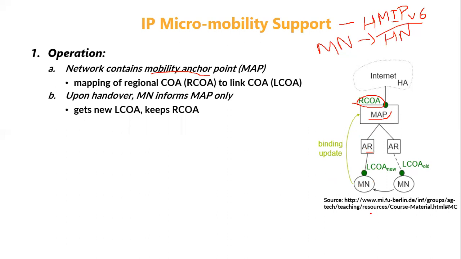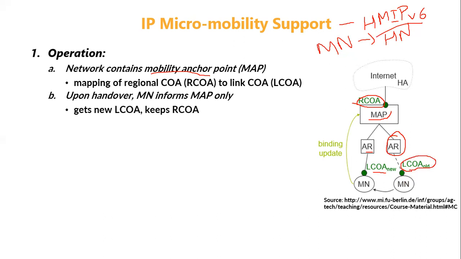Now this mobile node will have an LCOA. LCOA stands for local care of address. Let us assume that initially the mobile node is connected with this particular AR. At that time, it will have a care of address which is called LCOA old.